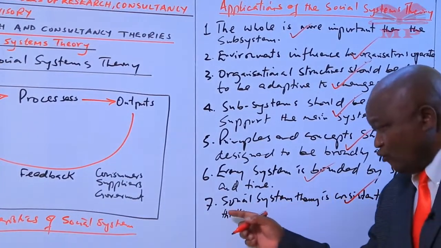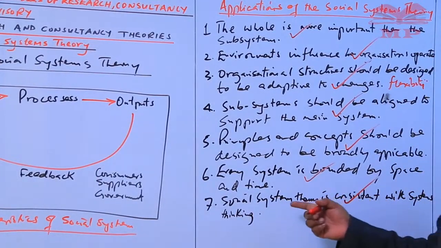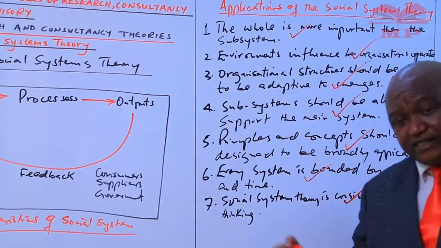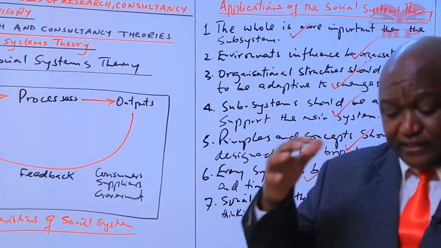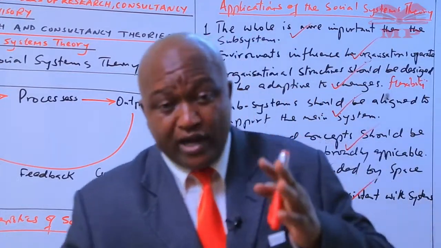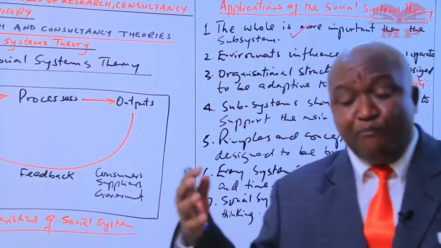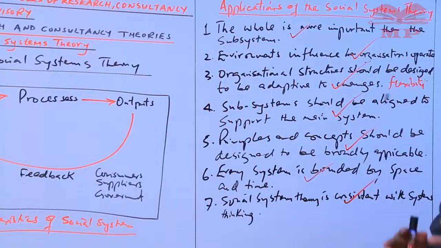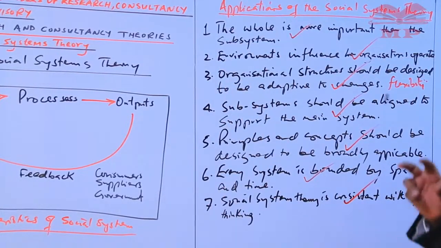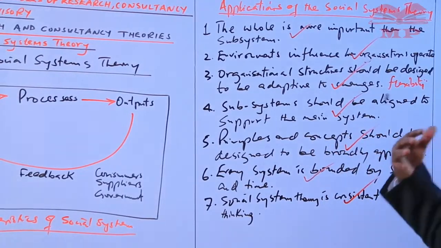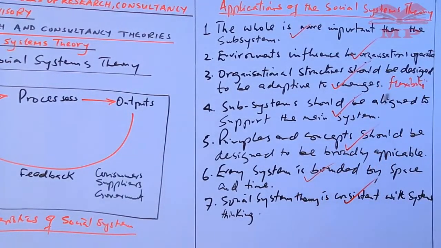Number seven, where the social systems theory can also be applied. Social systems theory is consistent with systems thinking, where the whole organization is supposed to think as one. So decision making processes must be synchronized so that the organization is able to operate from one point of command. So that is your social systems theory in relation to selected research and consultancy theories in our lesson that we have completed.